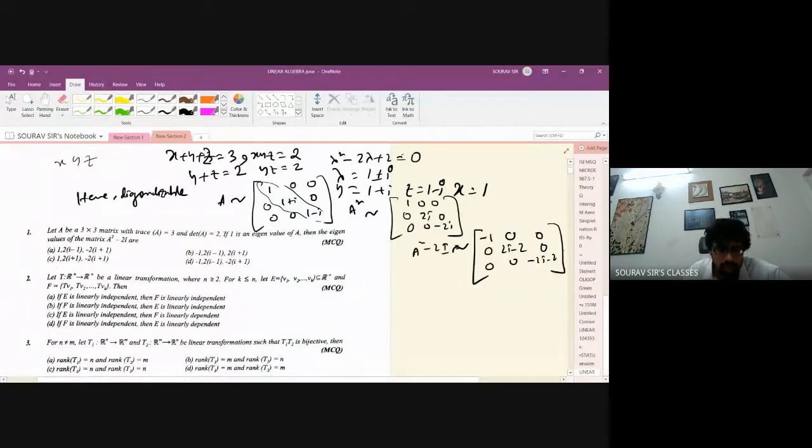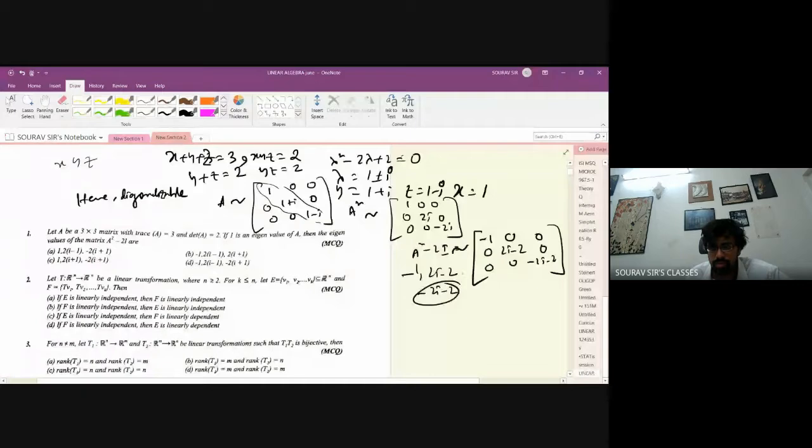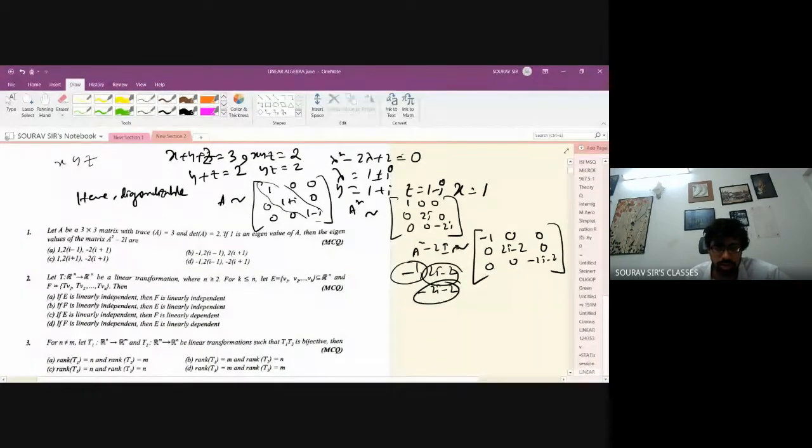Almost all of our job is done. So hence the eigenvalues of the matrix A square minus 2A is simply minus 1, 2i minus 2, and minus 2i minus 2. That basic formation is required. So the answer to question one is D.